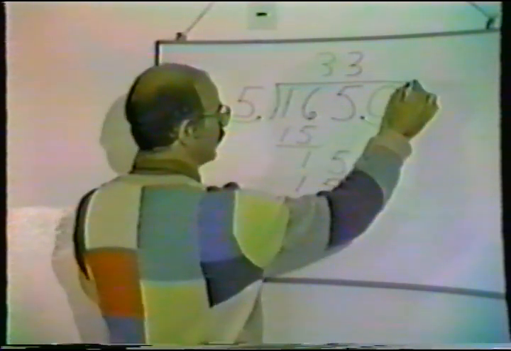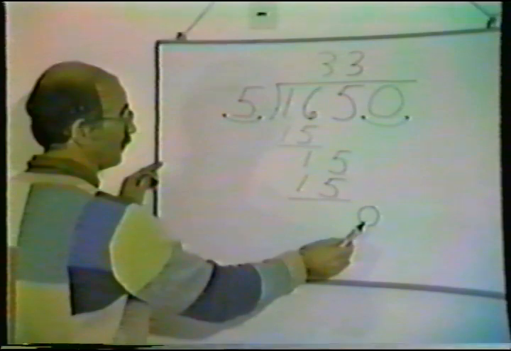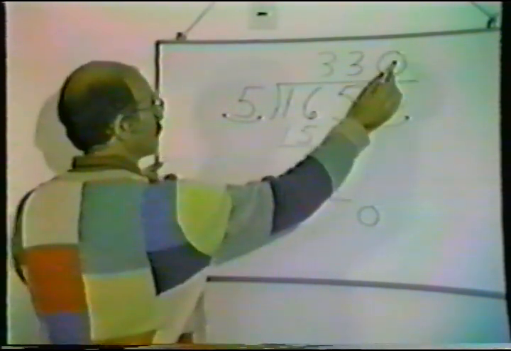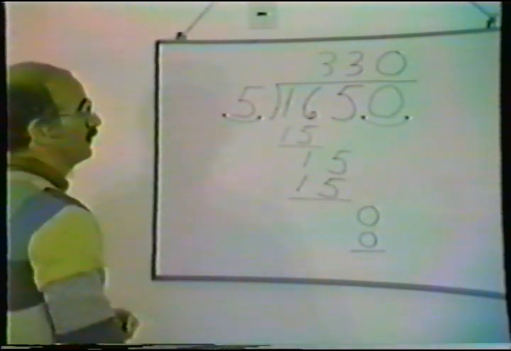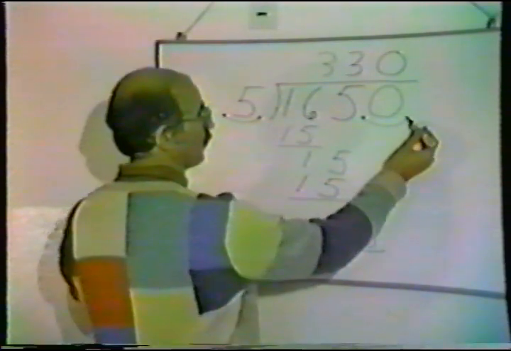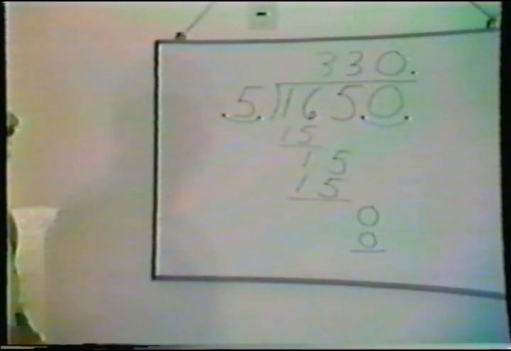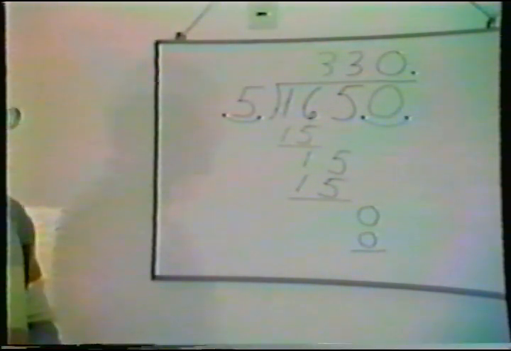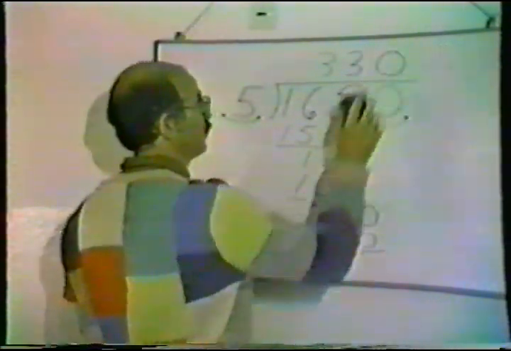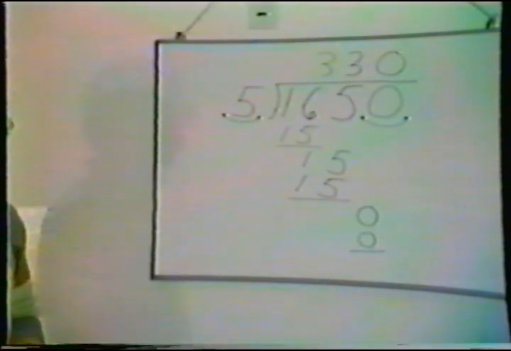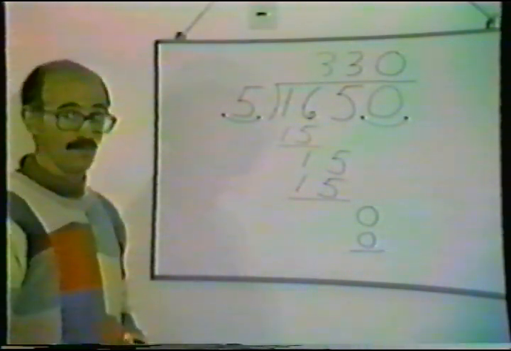We'll extend this line. We could bring down the 0. 5 into 0 is? 0. 0 times 5, 0. And it's finished. How about the decimal point in the answer? It would go straight up. Read the answer. 330. And if we took the decimal point away, what would it be? 330. So it's the very same either way.